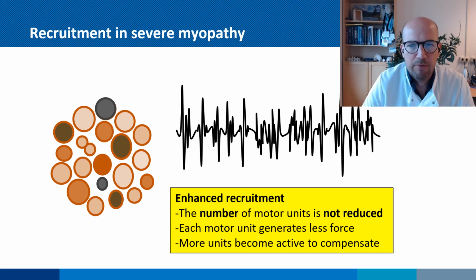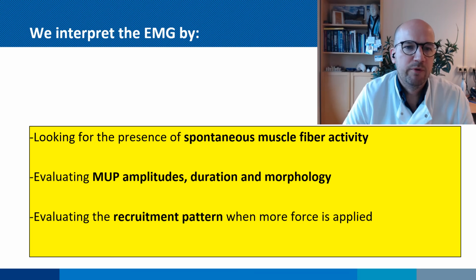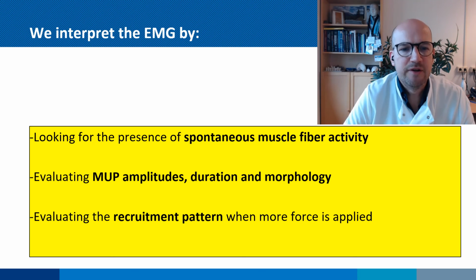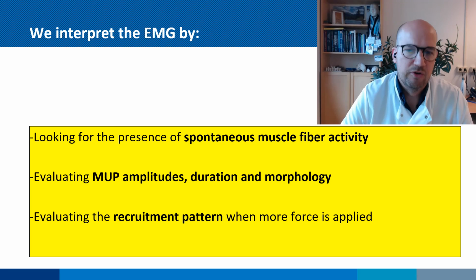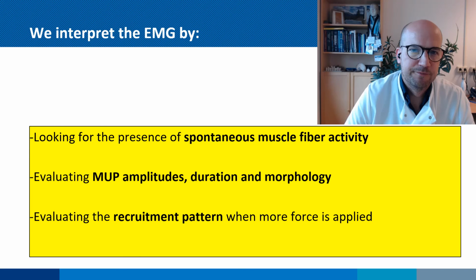This can lead to a very blurry trace, as you can see here, in which individual multi-unit potentials are barely recognizable. So in summary, when we do an EMG, we interpret it by looking at several parameters. First, we look for the presence of spontaneous muscle fiber activity. Then we try to evaluate the multi-unit potential and its various properties like amplitude, duration, and morphology. And then we look at the interference pattern as the patient applies more force. Altogether, these things are useful for us to gain an impression of whether this is a healthy muscle, a neuropathic muscle, or a myopathic muscle.